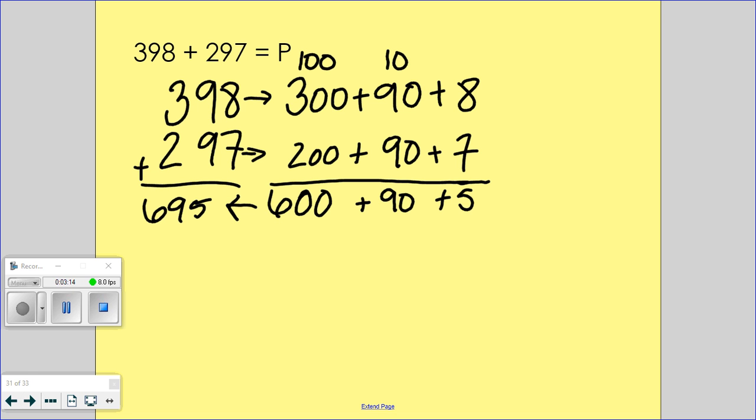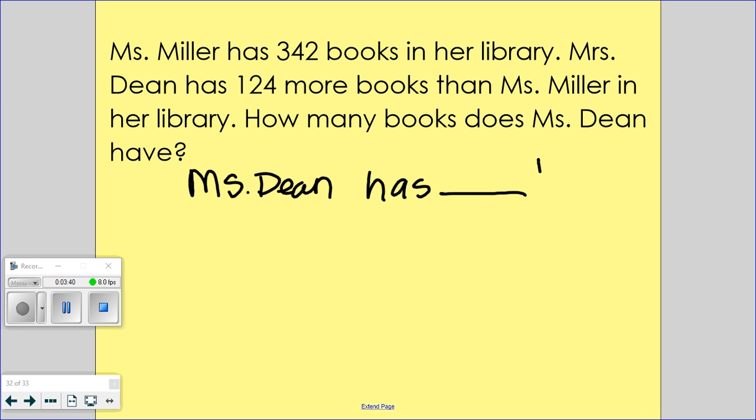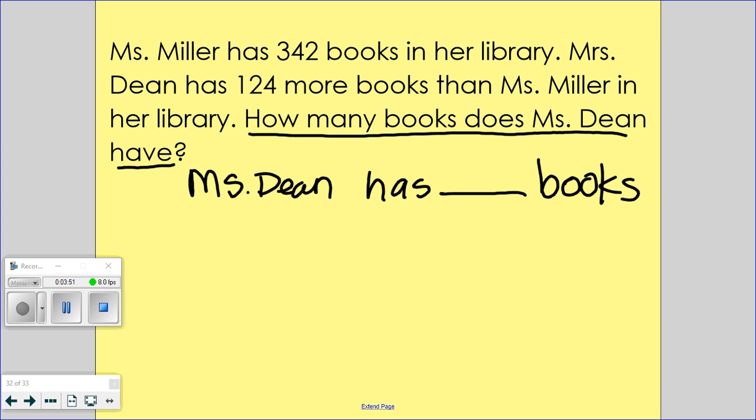695. All right. Erase your space. Our next problem is a word problem, which means I need an answer sentence, a bar model, and then the math. Go ahead and get started. Most of you are beyond the answer sentence. You should have something like Miss Dean has blank books. We know we are counting books. Here's your question sentence. When you flip it, you get an answer sentence.